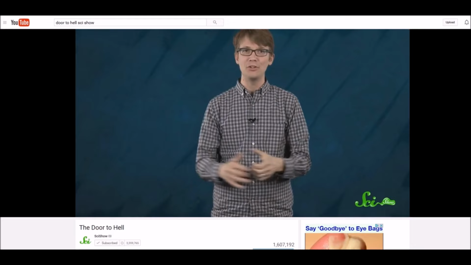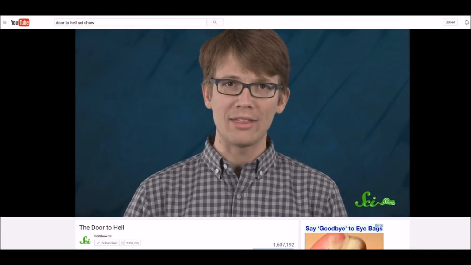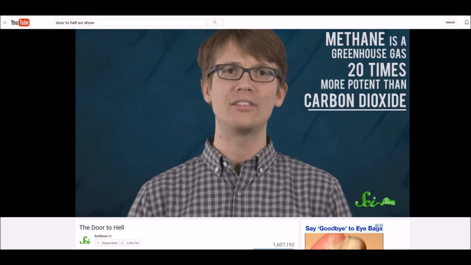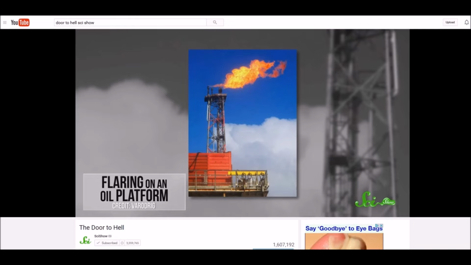It loves to explode. It can create a combustible mixture in the air at levels as low as 5%. Plus, even though we had yet to pick up on the fact of global warming back then, it's worth pointing out that methane is a greenhouse gas 20 times more potent than carbon dioxide. That's why in some oil and gas drilling operations where natural gas is released, if it can't be captured, it's just burned off in a process called flaring. Yes, this still releases tons of CO2, but CO2 is way less bad than methane.